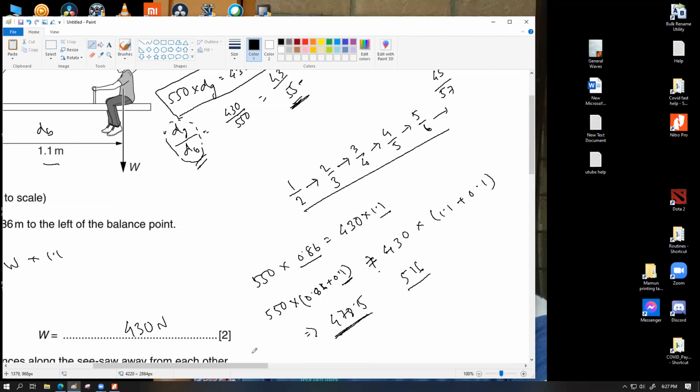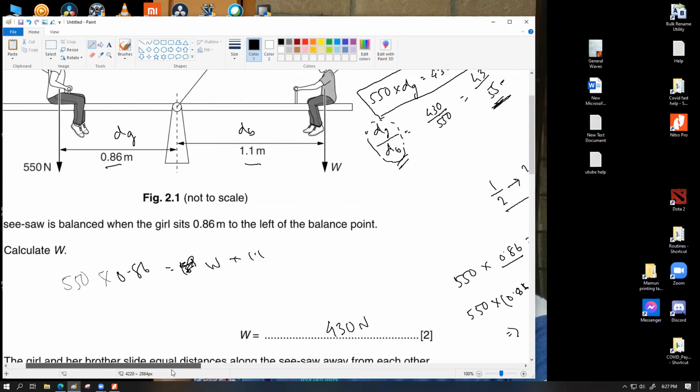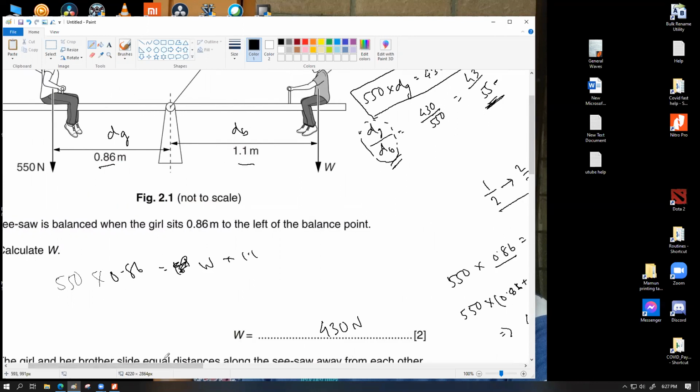So this would essentially mean that whenever they move away from each other by the same equal distance, both of them will increase their individual moment. As the girl moves away from the pivot point to the left, she's going to increase the anti-clockwise moment. As the boy moves away from the pivot, he's going to increase the clockwise moment. That is definitely true. But are they going to increase their moment by equal measure? The answer is no.